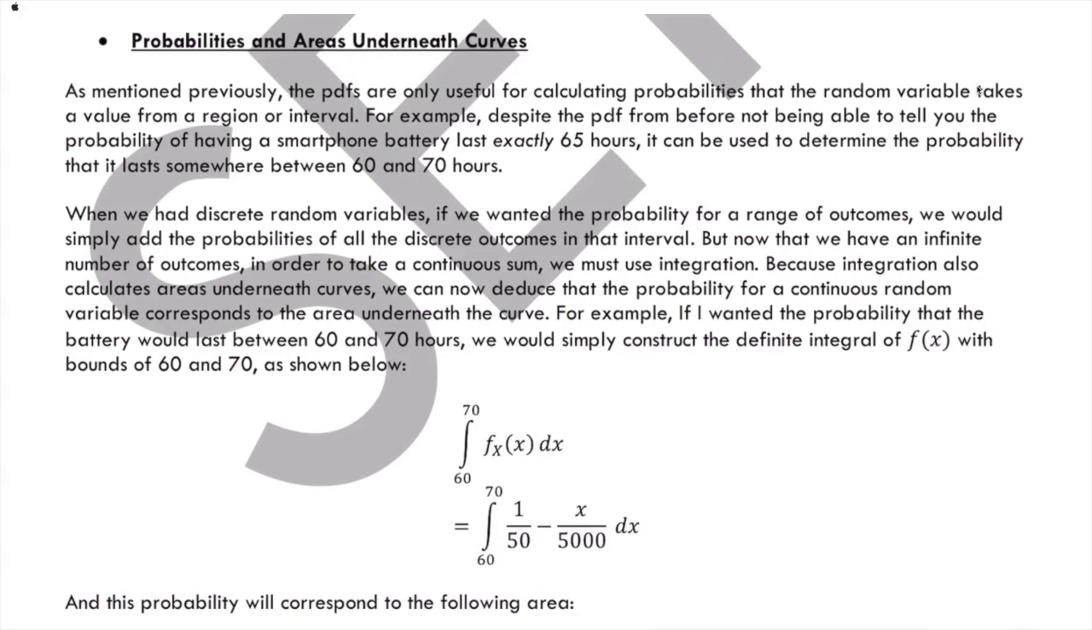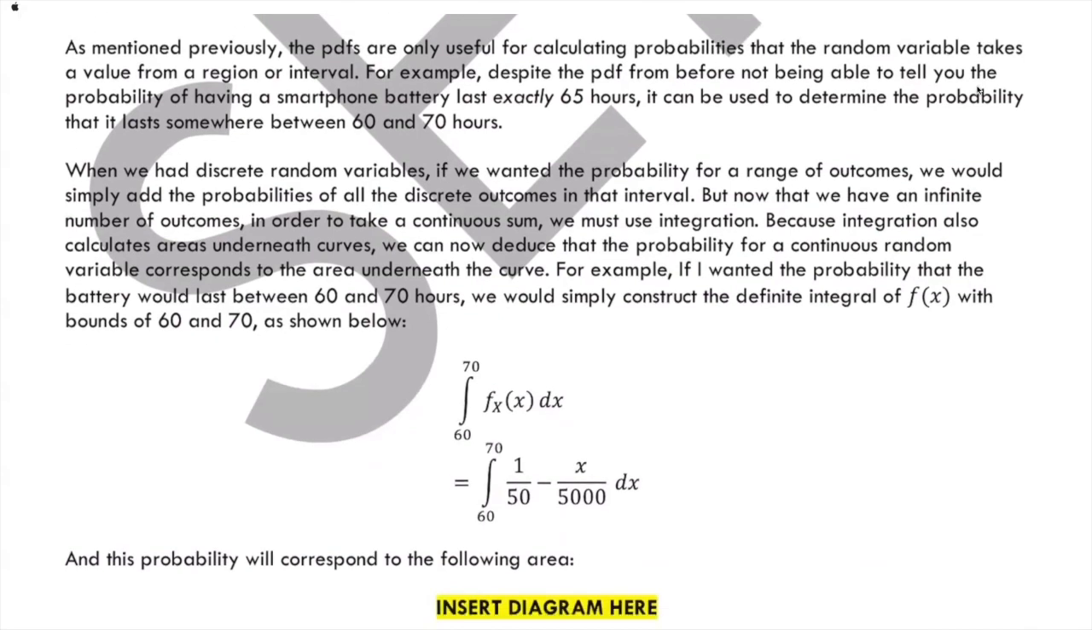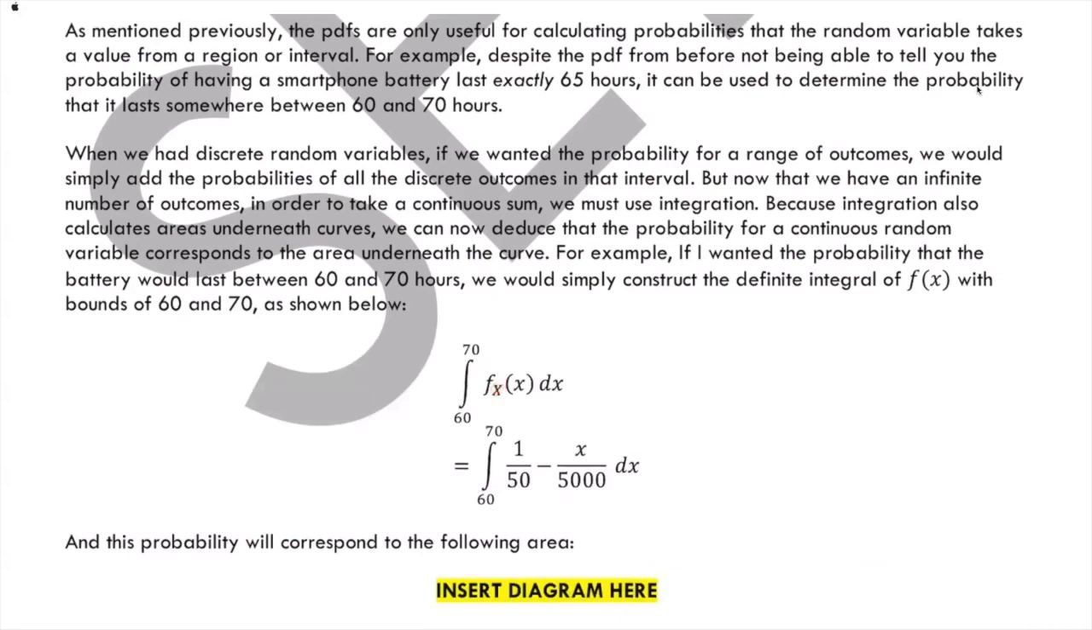An integral, right? So if you want to find the probability that the smartphone's battery lasts between 60 and 70 hours, you're basically taking the area underneath the curve from 60 to 70, okay? And that's exactly what I've done here. Don't worry about that little x. Again, that's my bad. You're just integrating this function, your PDF, from 60 to 70. And of course, the PDF is given by that.